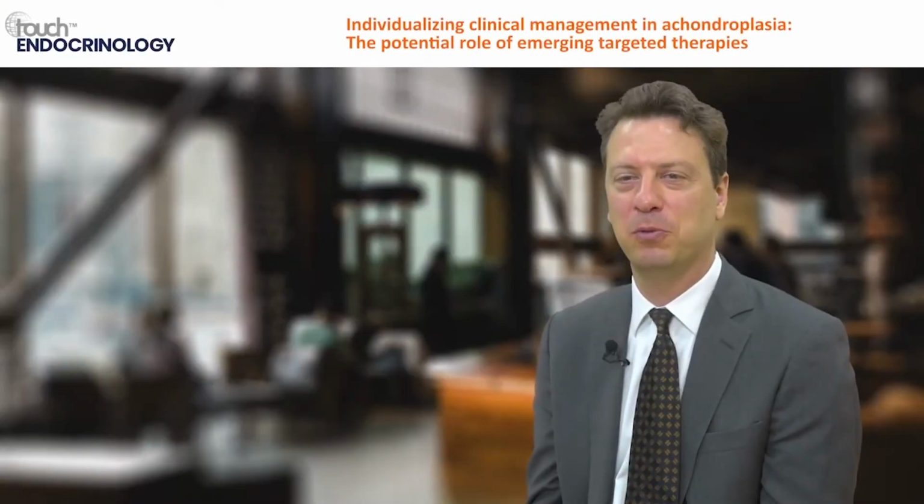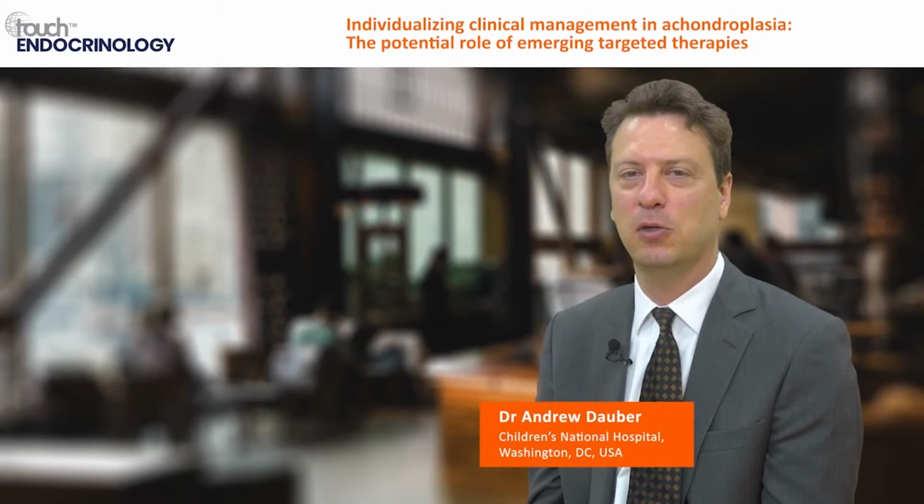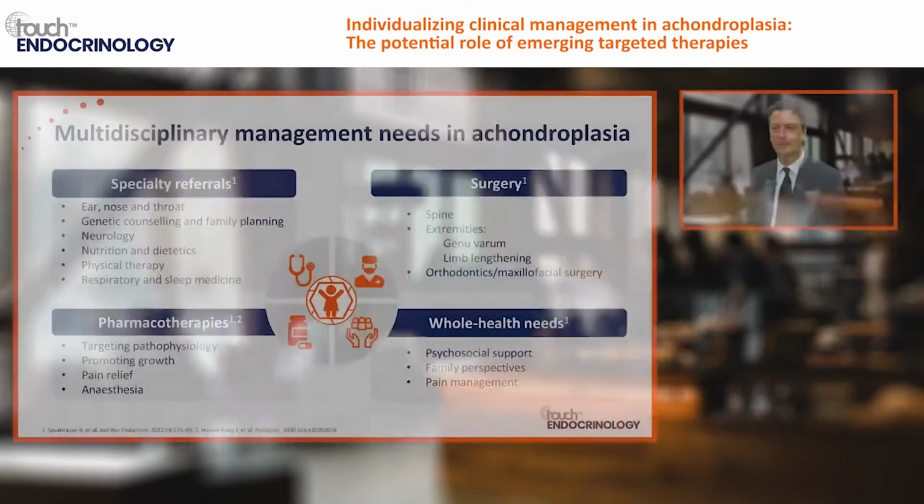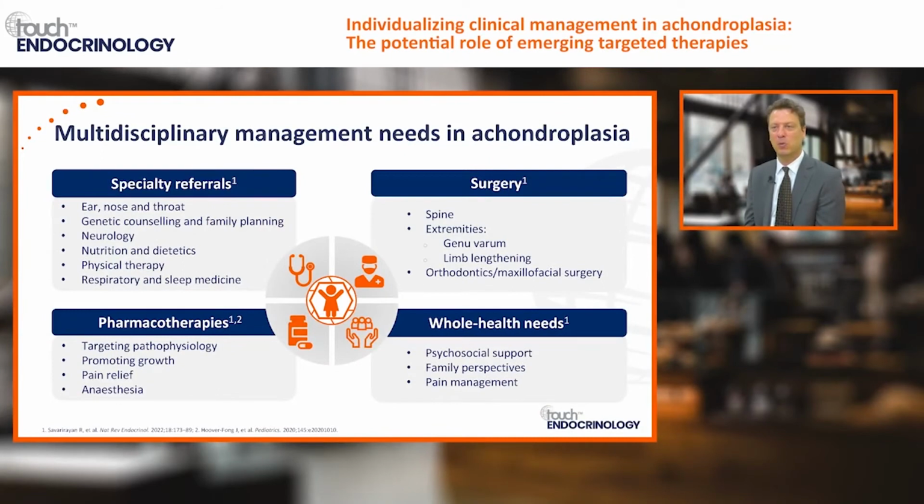In our third section, we'll be discussing individualizing clinical management in achondroplasia and the potential role for emerging targeted therapies. One key point is that multidisciplinary management is extremely important in achondroplasia. There are multiple different specialists that are required to properly care for children and adults with achondroplasia, including ENT specialists, genetic counseling, neurologists, nutrition, physical therapy, and respiratory and sleep medicine, as well as, of course, orthopedics.